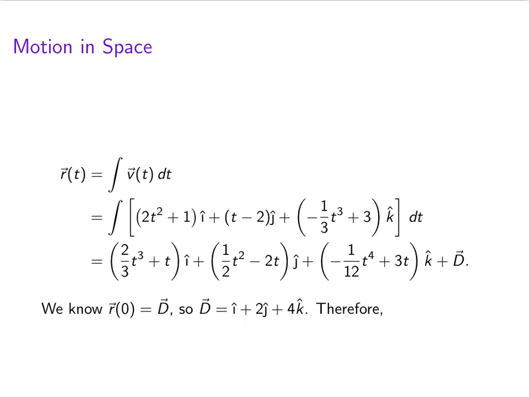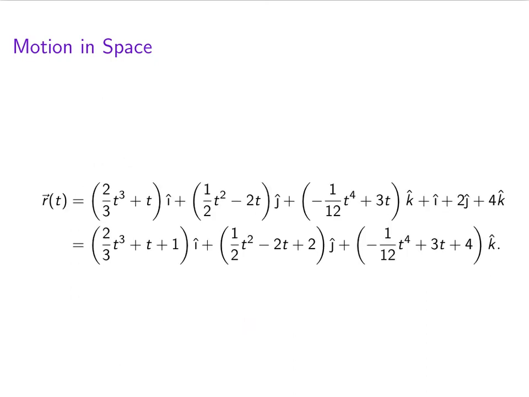Therefore, put all this together, we get an expression now for the position vector. And again, you'll notice that here is the arbitrary vector d that we computed on the outside, and then in the final expression, we've just sort of combined like terms on i, j, and k to get this final expression.